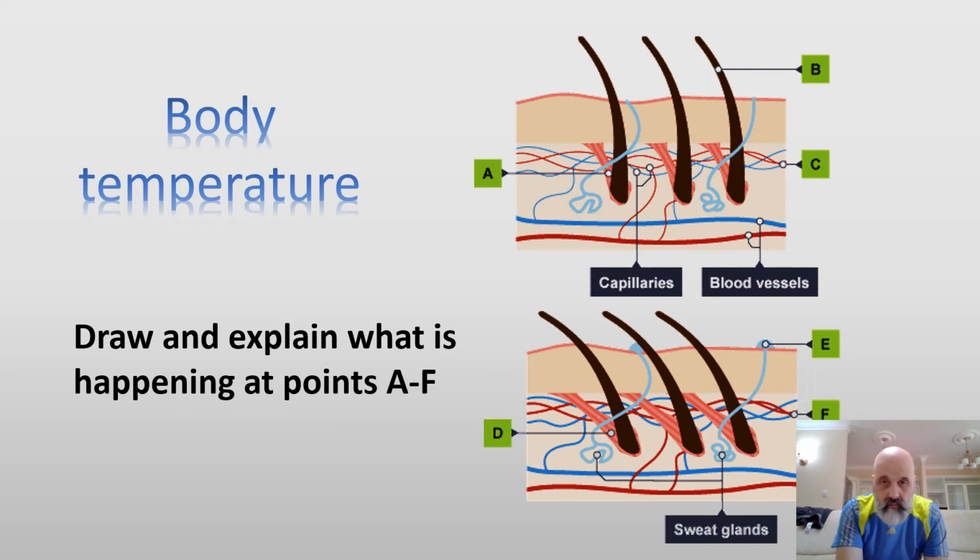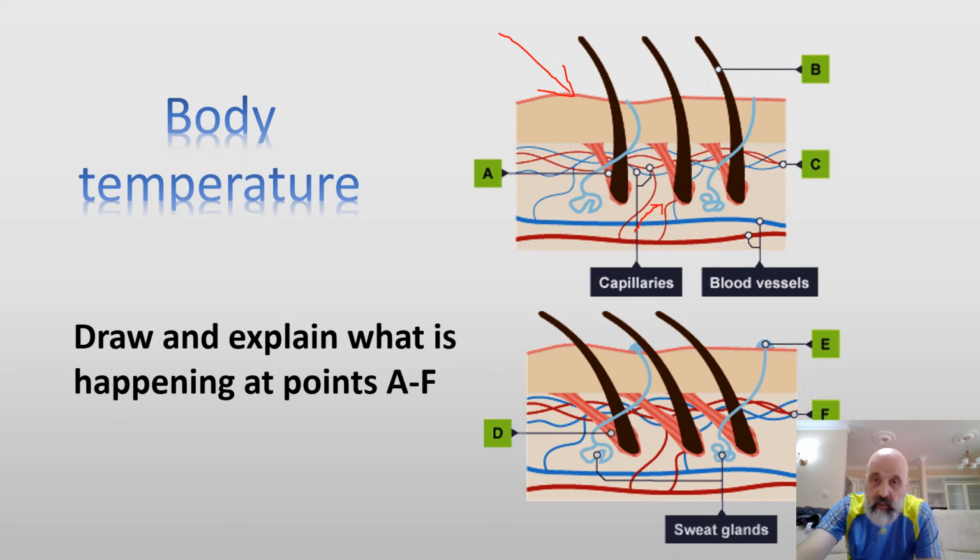I will tell you that the top diagram is when a person is cold, and the bottom diagram is when someone is too hot. So what happens? Looking at the top diagram, when we are too cold, a number of things happen. One is that there is reduced blood flow to the surface of the skin.